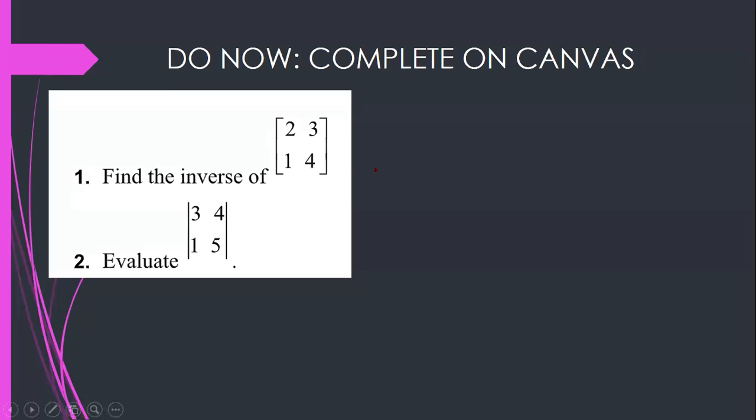Your do now for today is to help us get started with information we need from last week. So hopefully it felt easy and familiar. On the first problem, it asks for you to find the inverse. Remember, we have a formula for finding the inverse. That's your A inverse equals 1 over the determinant times the matrix.